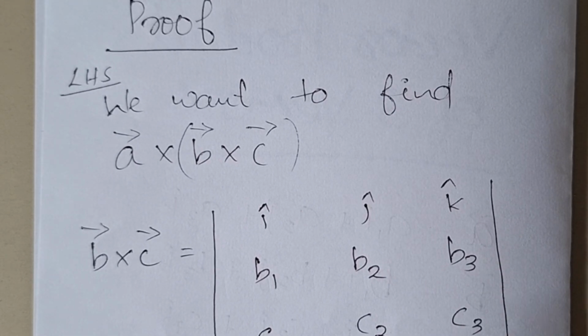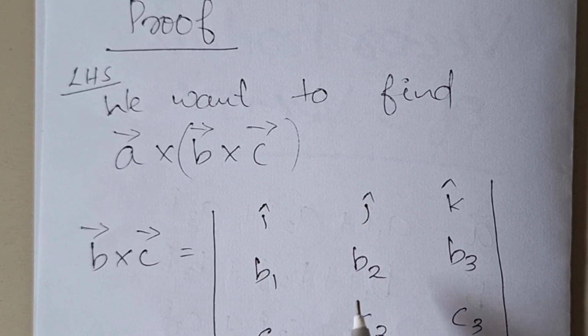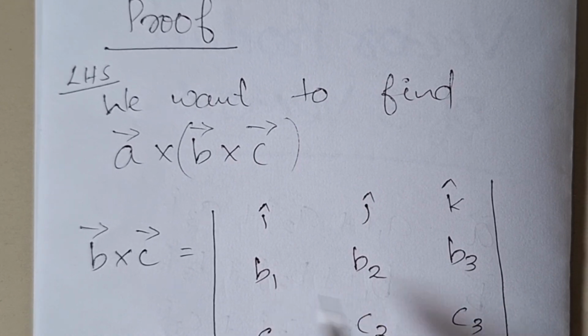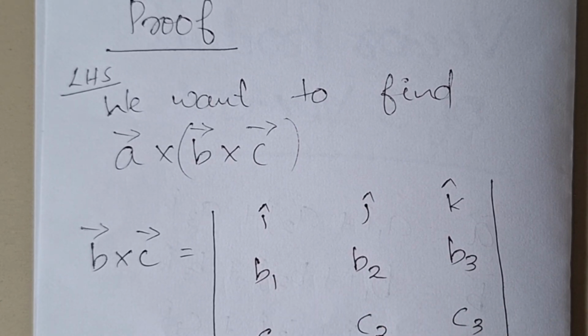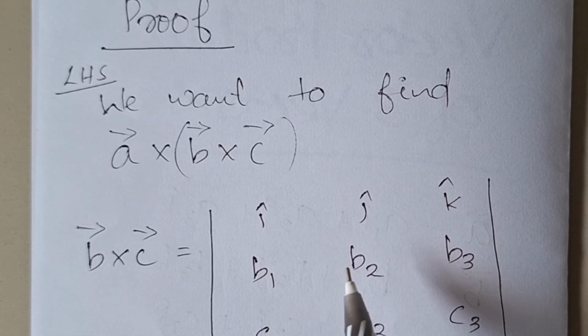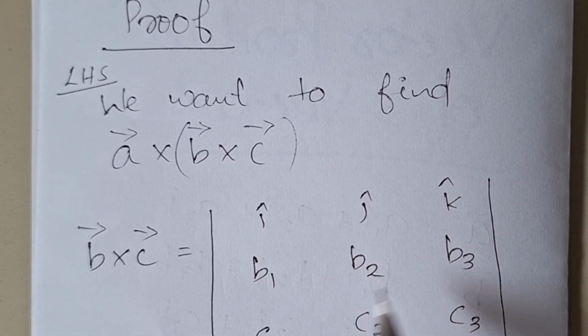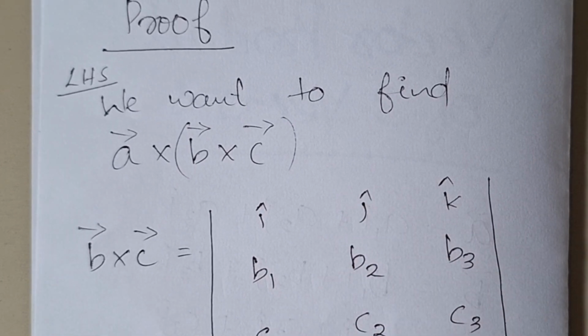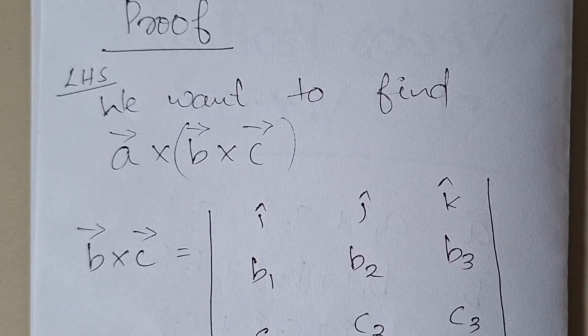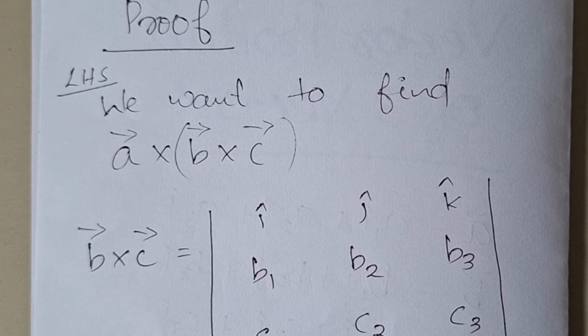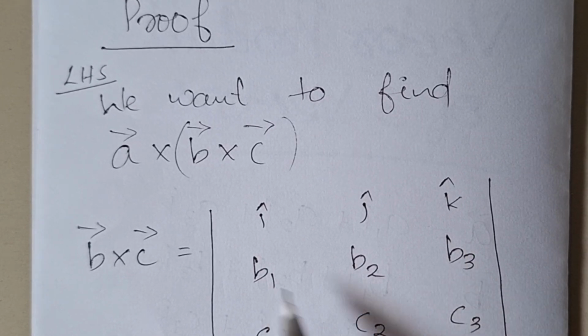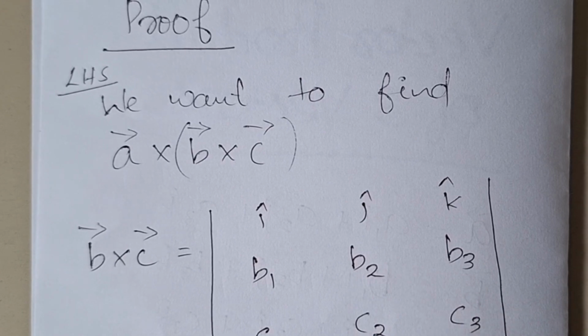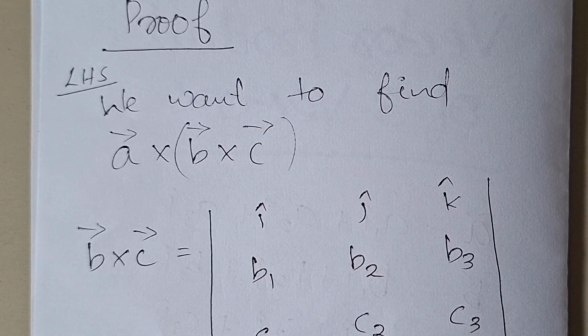For simplification, we interchange the order. The correct formula is minus J into (B1 C3 minus B3 C1). We interchanged the sign, so we get plus J into (B3 C1 minus B1 C3), plus K into (B1 C2 minus B2 C1). So this is B cross C.